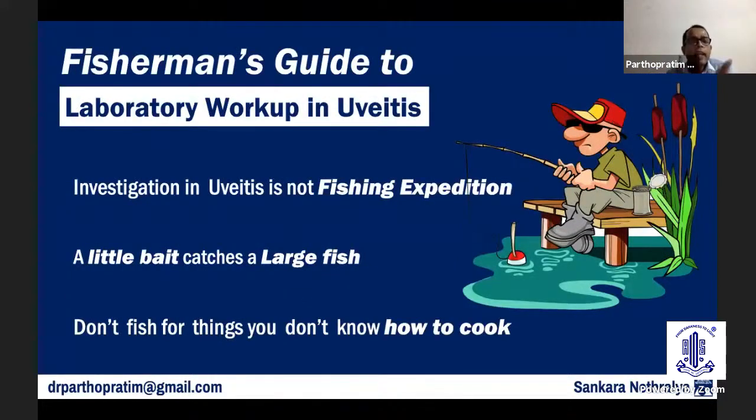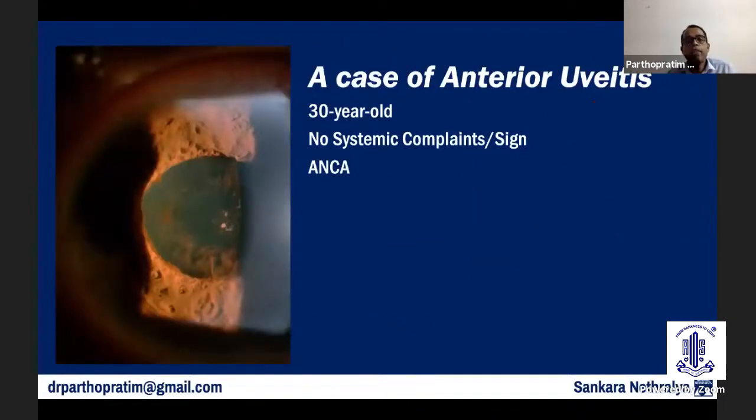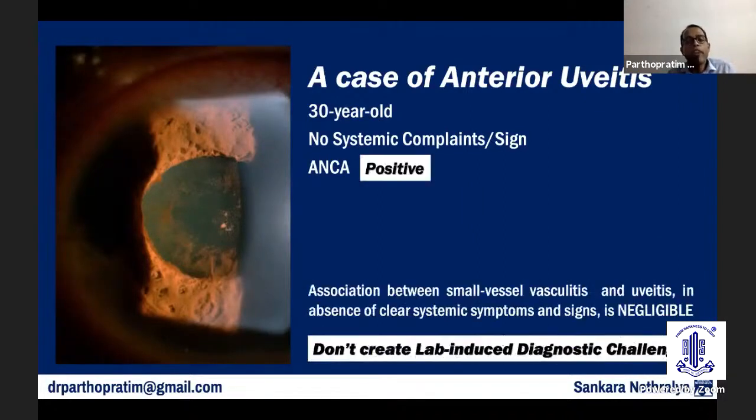The number 3, don't fish for the things you don't know how to cook. If you're not sure about that laboratory marker, don't do it. For example, you have seen a case of anterior uveitis, 30 years old, no systemic complaints or signs, but you have advised ANCA. Now, if it comes positive, you will create a lab-induced diagnostic challenge for yourself. In absence of systemic signs, the association between small vessel vasculitis and anterior uveitis is very, very negligible. So don't try to catch a fish if you don't know how to cook it.